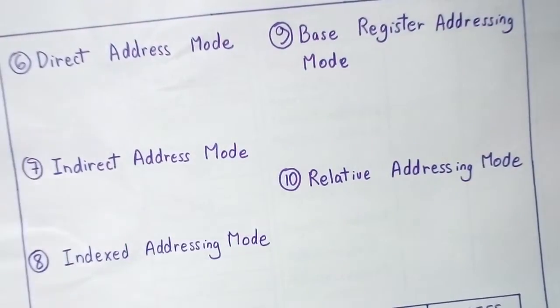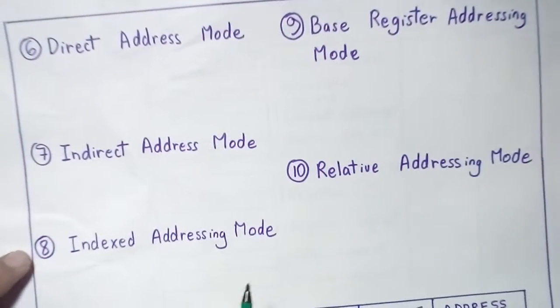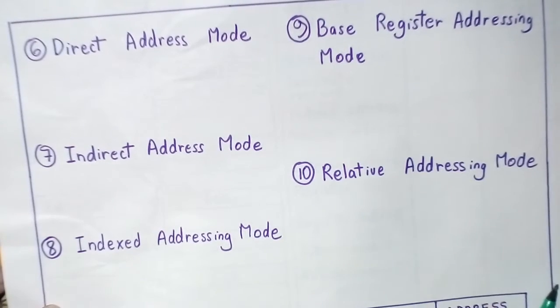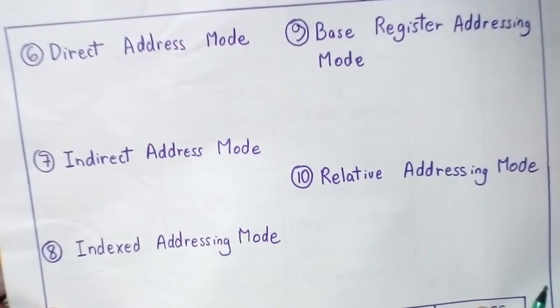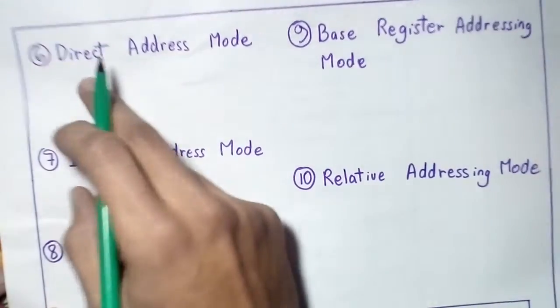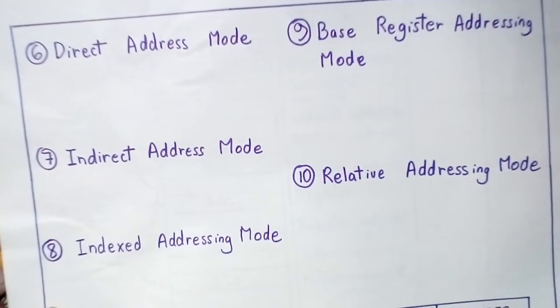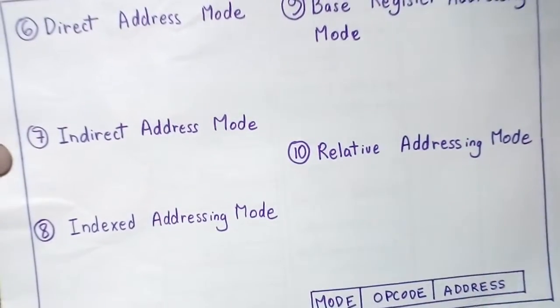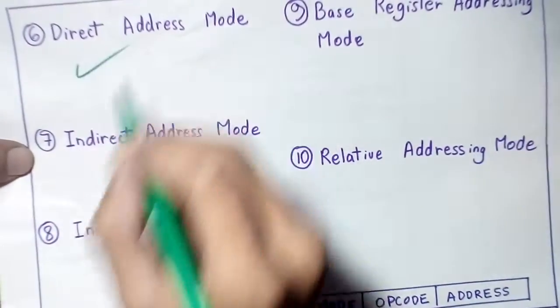And there are 5 more types. Let's look at them. The sixth is direct address mode. In direct address mode, the address part contains the address of the operand. Nothing too complex, it's simple. It directly contains the address of the operand in the address part. This is direct address mode.